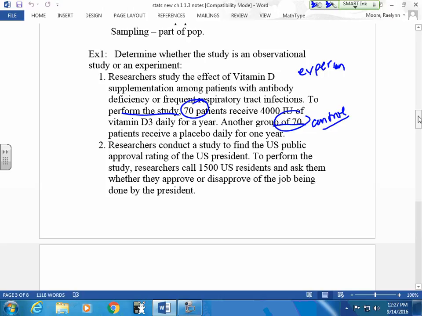Researchers conduct a study. Here's another study being conducted to find the U.S. public approval rating of the U.S. president. To perform this study, researchers call 1,500 U.S. residents, and they ask them whether they approve or disapprove of the job being done by the president. What would this be? This is a study, but of the data collections, is it an experiment, an observational study, a survey, a simulation?